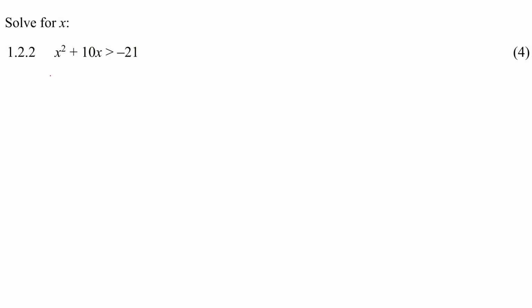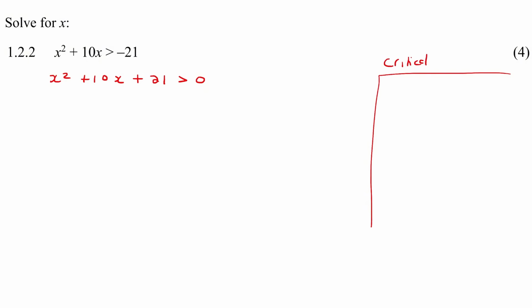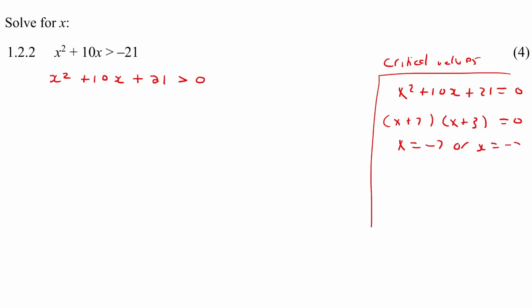Here we have an inequality. What I always do is take everything to the one side. So it'll become +21. Now you do a little side calculation where you need to calculate your critical values. To do that, you can make it an equal sign. Then you just solve this normally. So this can factorize quite easily as (x plus 7)(x plus 3). And so x would be -7 or x would be -3.